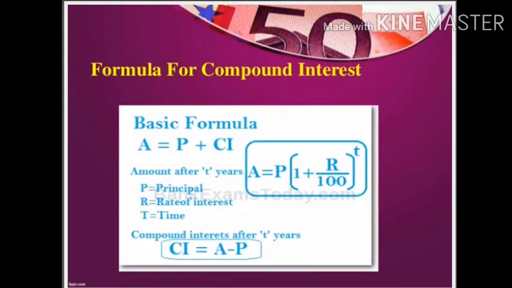Next, formulas for compound interest. Basic formula, A is equal to P plus CI. Here A means amount, P means principal, CI means compound interest. Amount after T years, A is equal to P into (1 plus R by 100) whole power T. Here R means rate of interest, T means time. Compound interest after T years, CI is equal to A minus P. CI means compound interest, A means amount, P means principal.